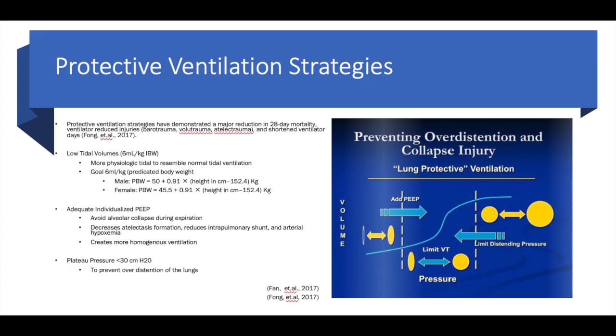end of inspiration, we can see what the pressure is. Our PEEP is important because we want to avoid alveolar collapse during expiration. And we really only want to adjust the PEEP based on what our oxygenation is, because every time we increase this PEEP, the plateau pressure will increase. And again, we want to make sure that our plateau pressure is below the 30 centimeters of water.